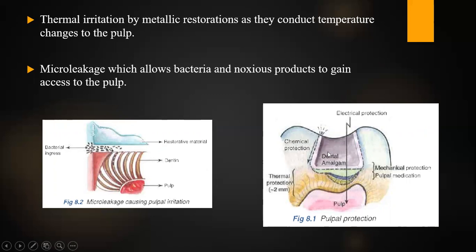Then this is a diagrammatic representation of a restoration placed on tooth, and it indicates the different modes of protection needed for the pulp. That is chemical protection, thermal protection, mechanical protection, then electrical protection, and also pulpal medication when a medicament is placed over the pulp.